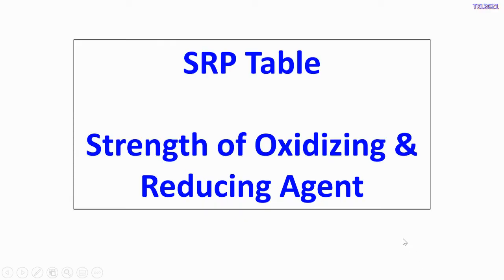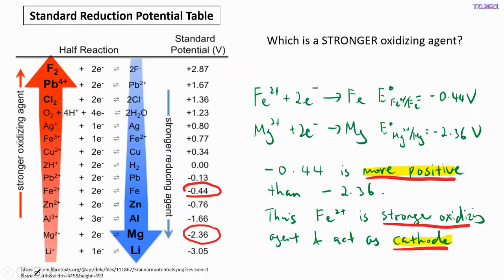Now we are going to focus on the SRP table, the standard reduction potential table, and the strength of oxidizing and reducing agents. When we look at the standard reduction potential table, the half reaction is written in terms of reduction. On the left hand side is the oxidizing agent. The species on the right hand side are the reducing agent. If the standard potential is higher, it means it is a stronger oxidizing agent.